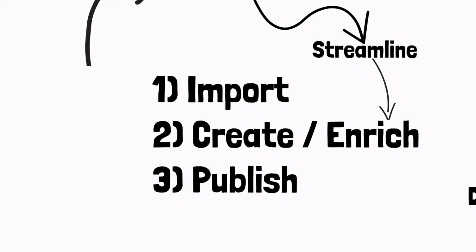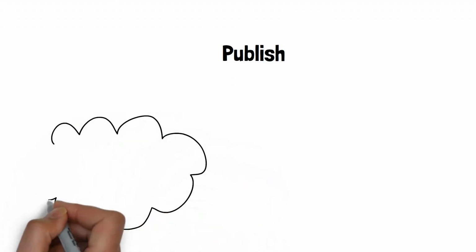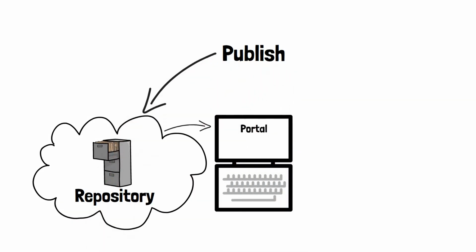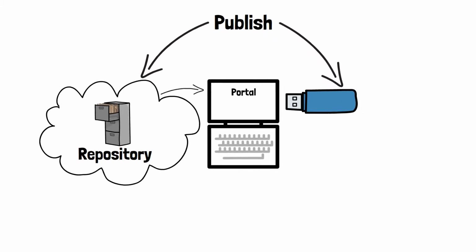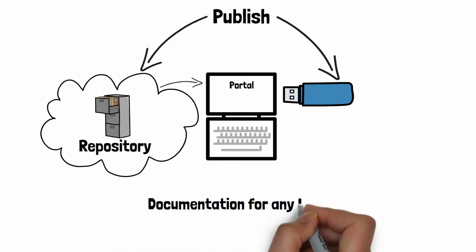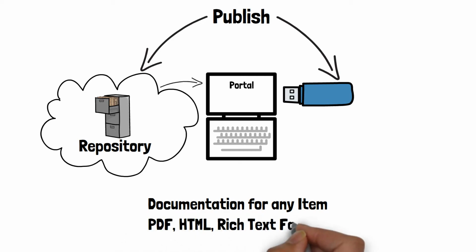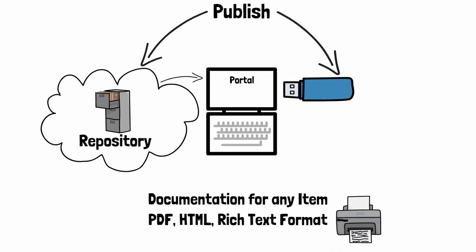When it comes to publishing with Colectica, you can generate various formats and outputs. These outputs are usually published and accessed via the Colectica repository and portal, or they can just be saved locally on your computer. Colectica can generate documentation for any item. All documentation Colectica creates can be saved electronically as PDF, HTML, and rich text format, or printed if desired.